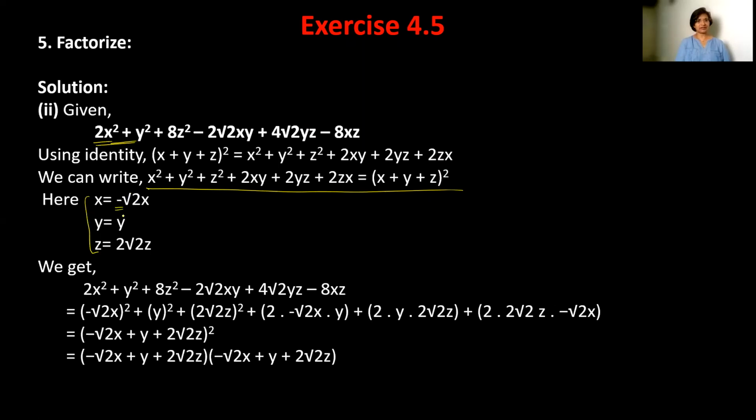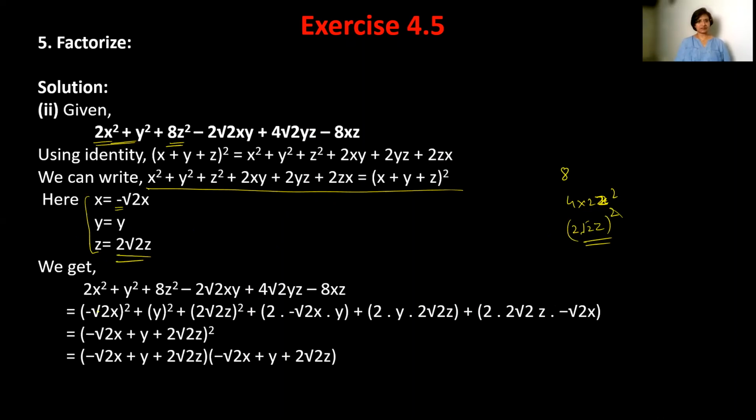So x equals minus under root 2 x, y equals y, and z equals 2 under root 2 z. How is it 2 under root 2 z? 8 you can write as 4 into 2, so 8z square is 4 into 2 into z square. Now if you make it in square root form, the square root of 4 will be 2, the square root of 2 will be under root 2, and the square root of z square will be z, and you can make it whole square. In that form you can write it. So 2 under root 2 z. I have written the same here.